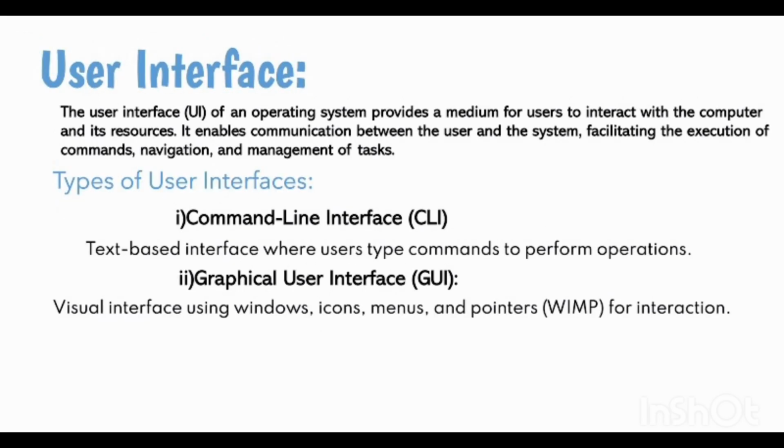Let us see about the UI, the user interface. The user interface of an operating system provides a medium for users to interact with the computer and its resources. It enables communication between the user and the system, the execution of commands, navigation, and management of tasks. Let's see the types of user interfaces. First, command line interfaces and graphical user interfaces. What is a command line interface? A command line interface is a text-based interface where users type commands to perform operations. A graphical user interface is a visual interface using windows, icons, menus, and pointers for interaction.